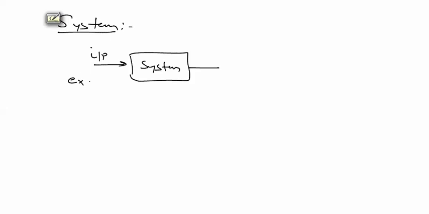The definition of a system is a mathematical model of a physical process that relates input to output. Input means excitation. Output means response. A system is a mathematical model of a physical process that relates input signal to output. Different classification of system.